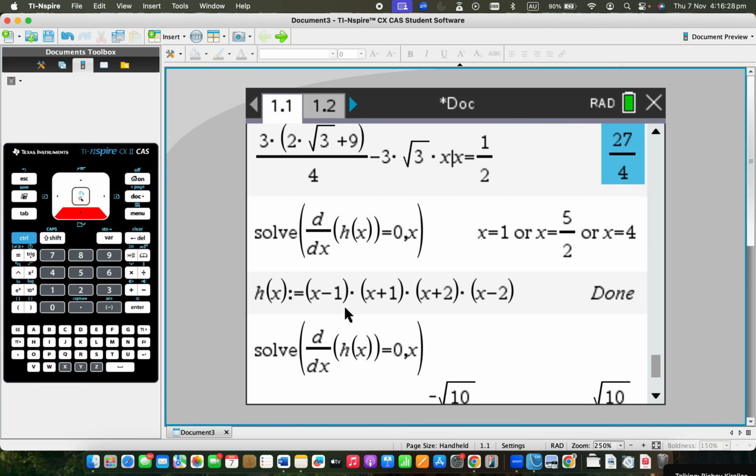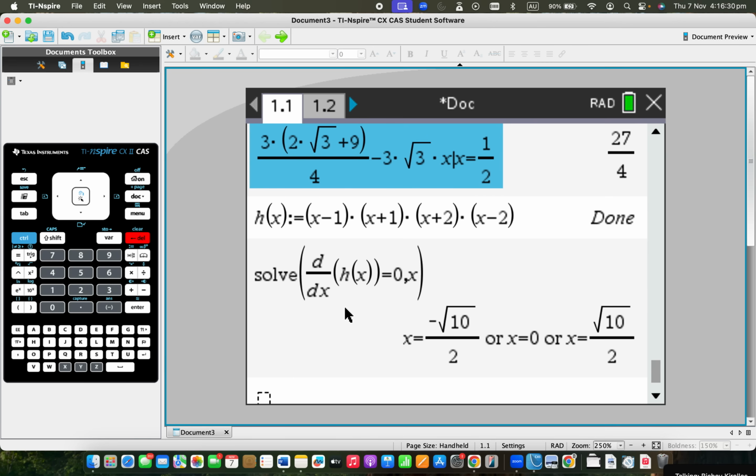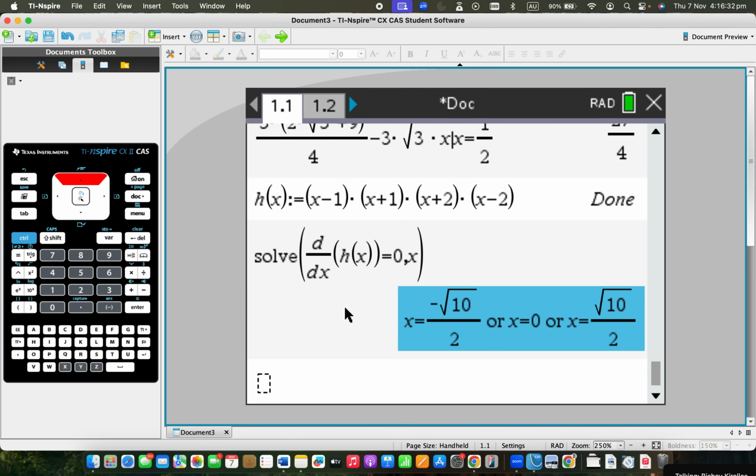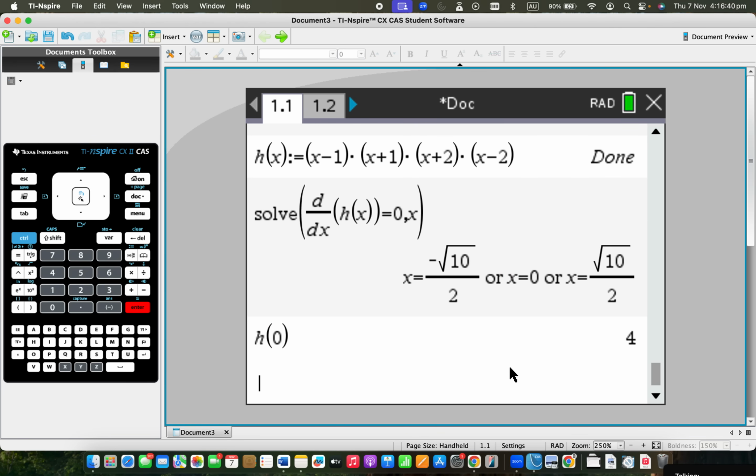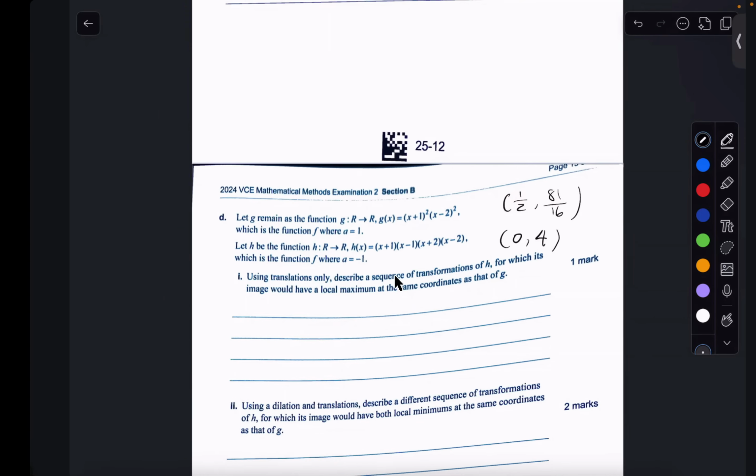Okay, so these are the proper values. 0 and the middle one is, as I said before, the middle one is still going to be the maximum. So what's h of 0? H of 0 is 4. So the maximum of this one is 0, 4.